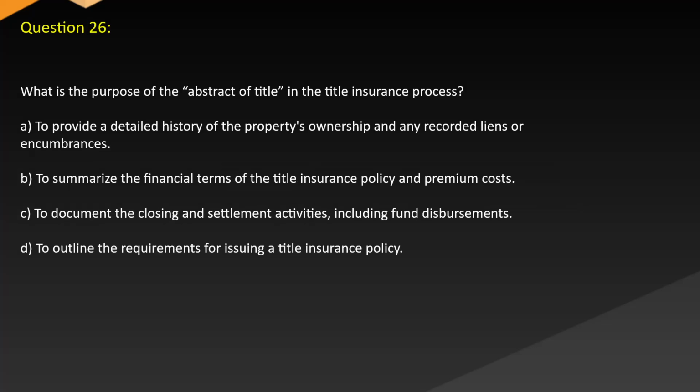Question 26. What is the purpose of the abstract of title in the title insurance process? A. To provide a detailed history of the property's ownership and any recorded liens or encumbrances. B. To summarize the financial terms of the title insurance policy and premium costs. C. To document the closing and settlement activities, including fund disbursements. D. To outline the requirements for issuing a title insurance policy.